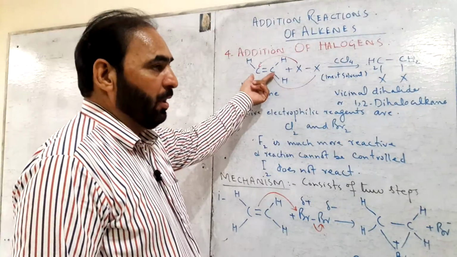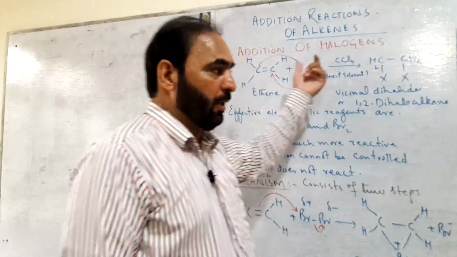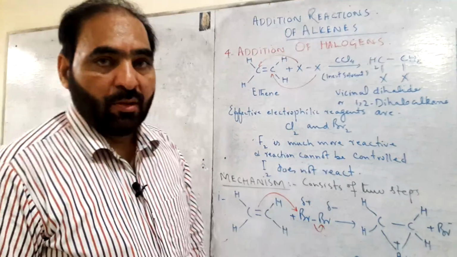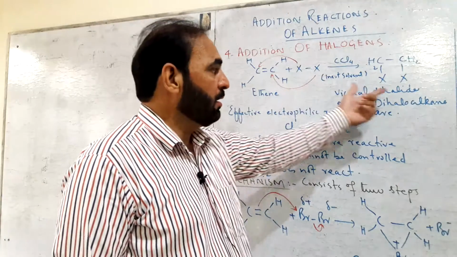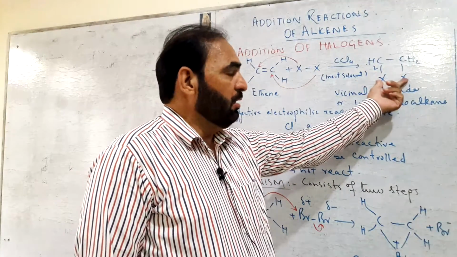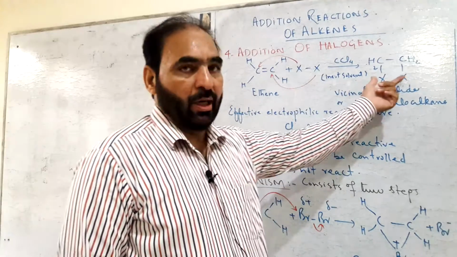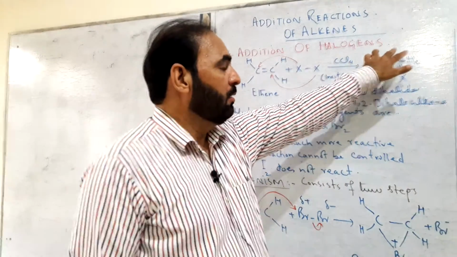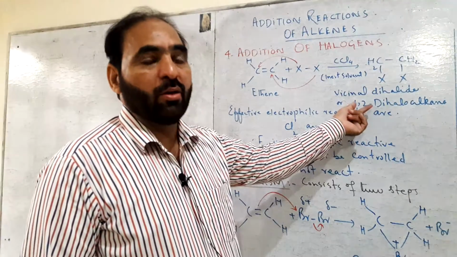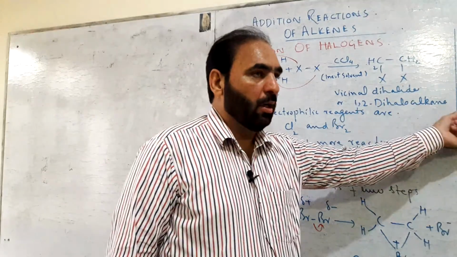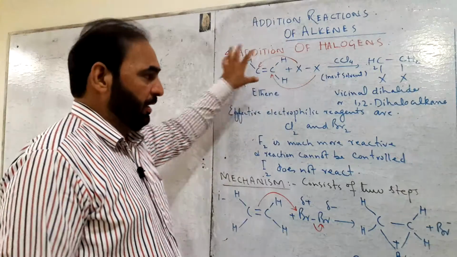Both carbons of the double bond take one halogen atom each from the halogen molecule, and the product thus formed is called vicinal dihalide, a molecule in which two halogen atoms are present on adjacent carbon atoms. It is also called 1,2-dihaloalkane. Now let us compare the reactivity of halogen with alkene.